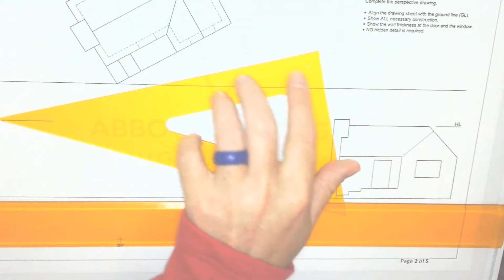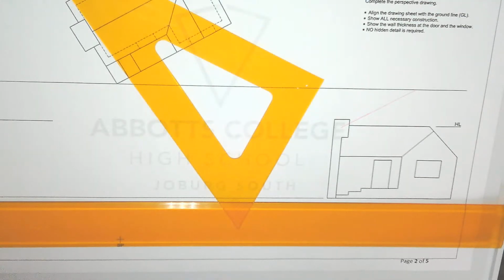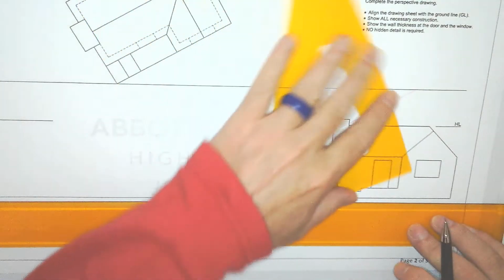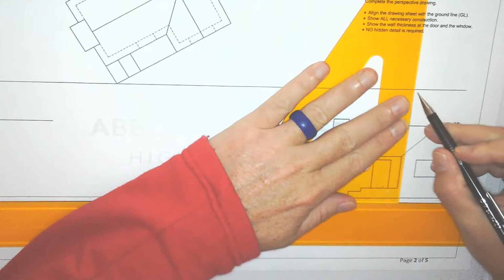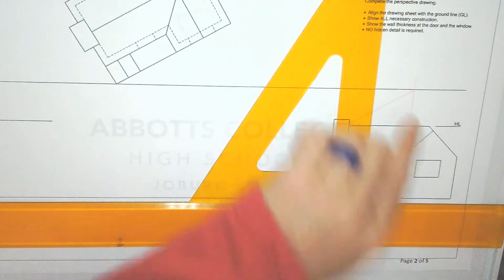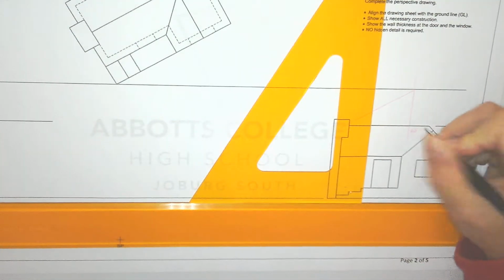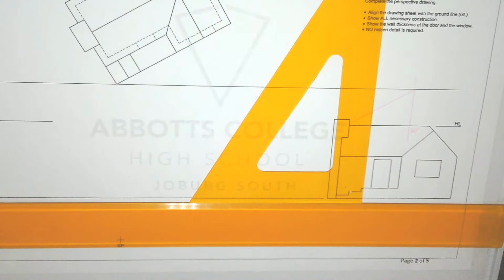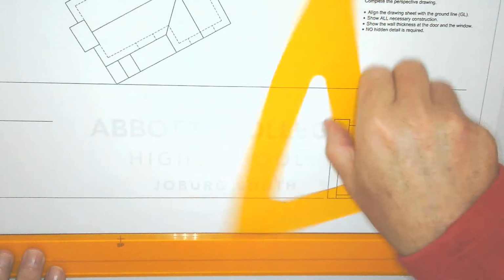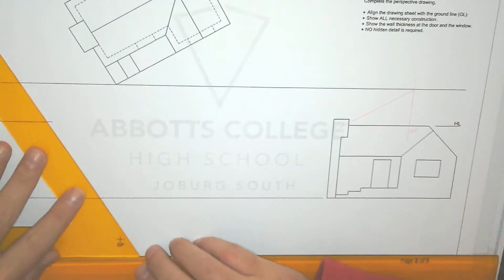From my SP, 30 degrees to my picture plane. Once it touches my picture plane, 90 degrees down, that gives me my right vanishing point. If it is 30 degrees one way, of course 60 degrees the other way.